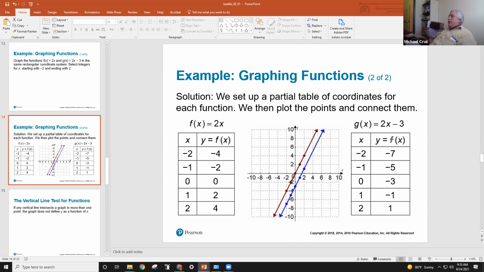And on the other side over here, the same thing is going to happen, except after we take the 2 times, we're going to subtract 3. So -4 minus 3 is -7, -2 minus 3 is -5, 0 minus 3 is -3, 2 minus 3 is -1, and 4 minus 3 is 1. It's a very basic way to plot: go ahead and do that.